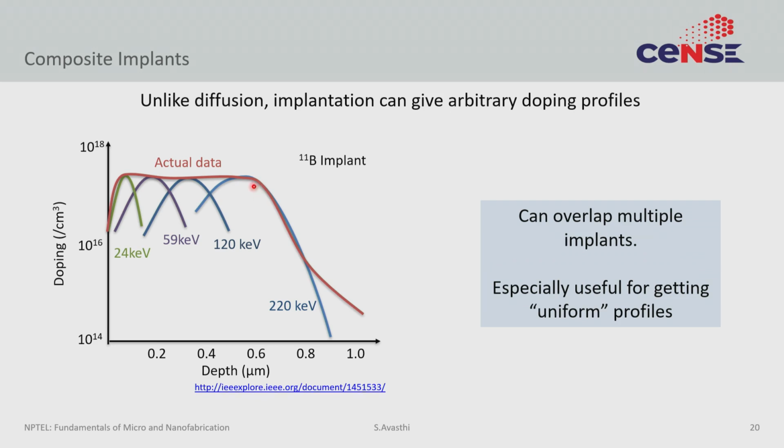What you have achieved is a very uniform looking profile at the surface. Such uniform profiles are very hard to make through diffusion, but are possible with ion implantation, and that is one of its great advantages.